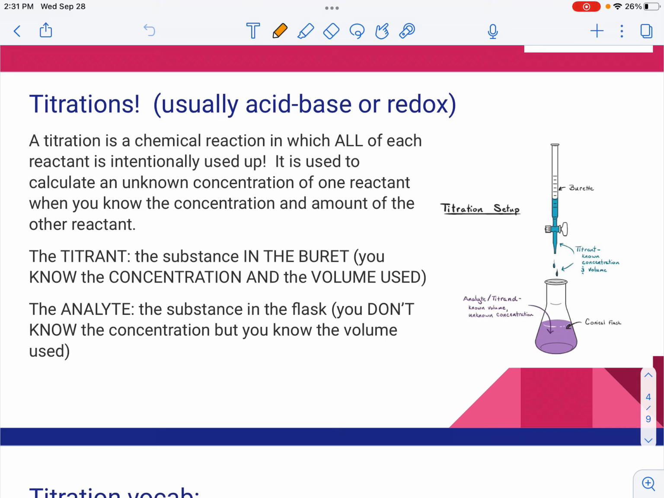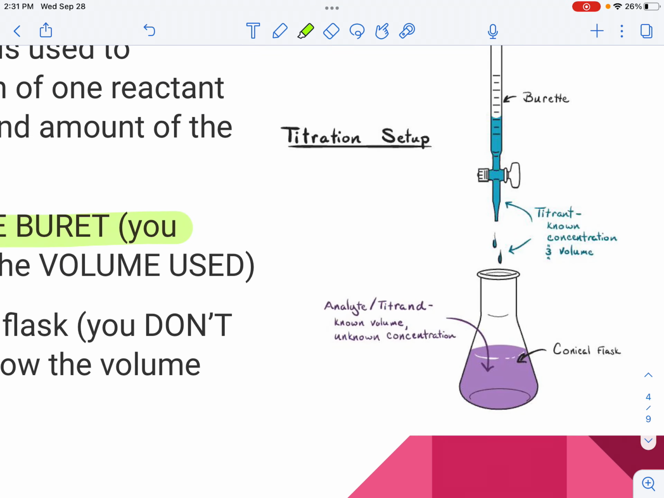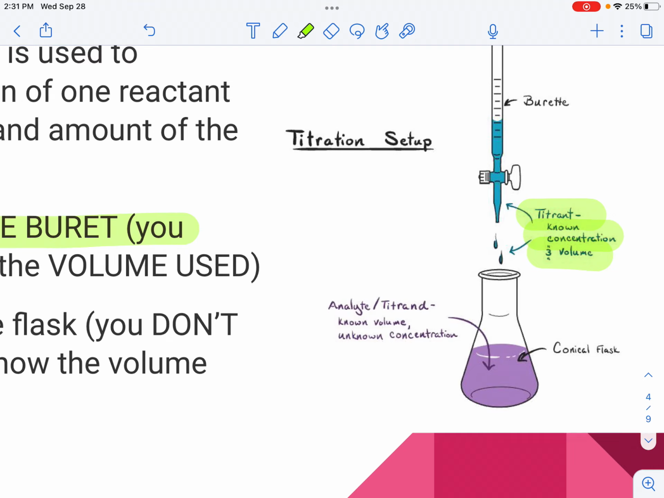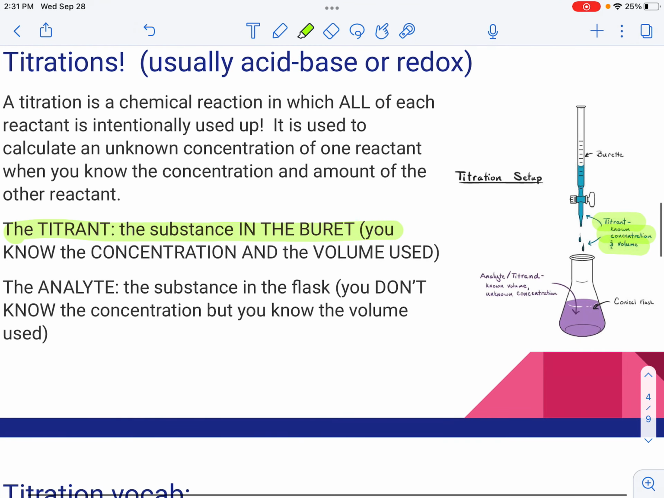So there's some vocabulary that you need to know that's not included in your book, and that would be titrant and analyte. The titrant is the thing that you're adding. It's the thing that's in the burette. So when you're looking at your burette, the titrant is the solution whose concentration you know, and you know the volume that you're adding, because you're going to add whatever you add from your burette. The analyte is the thing that you don't know.